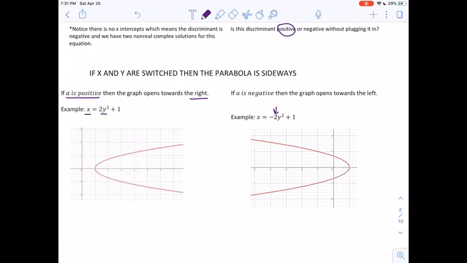Okay, so it's pretty much the same graph. If I turned my screen around and I flipped this graph, it would look the same, and you actually wouldn't really know the difference unless you labeled your axes x and y.